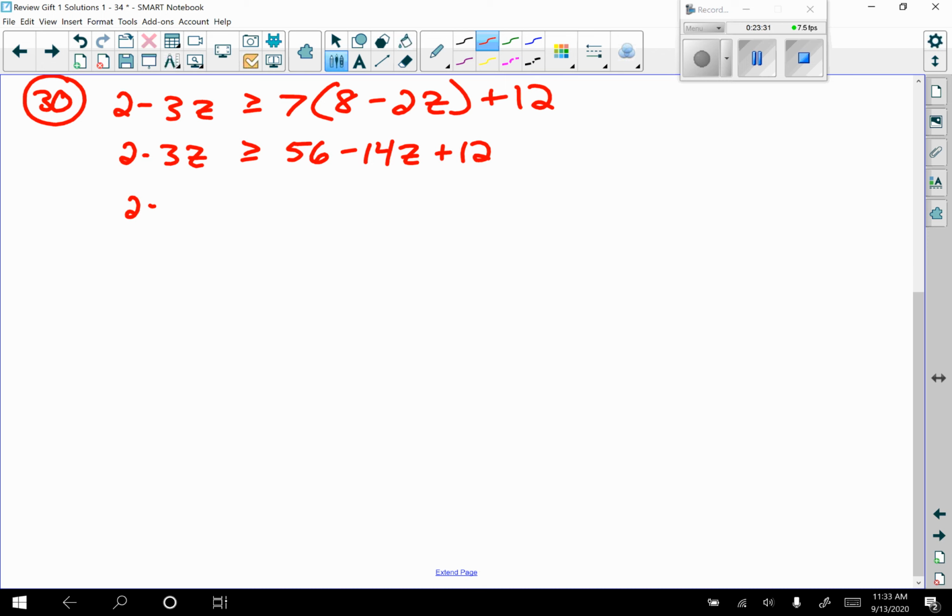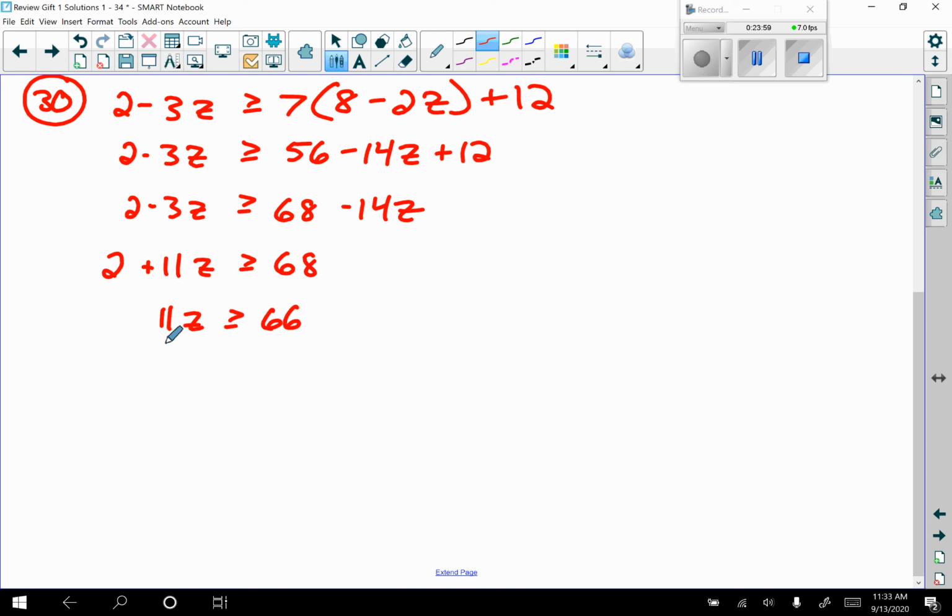Still keep 2 minus 3z on the right. 56 plus 12 is going to give us 68 minus 14z. I'm going to go ahead and add 14z to both sides. So 14z minus 3z, or negative 3z plus 14z, is going to give me a positive 11z greater than or equal to 68. Subtract 2 from each side, so 11z is greater than or equal to 66.